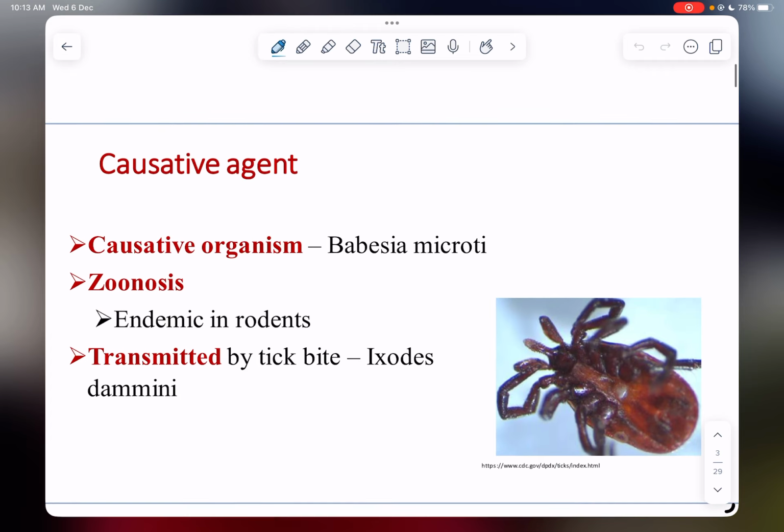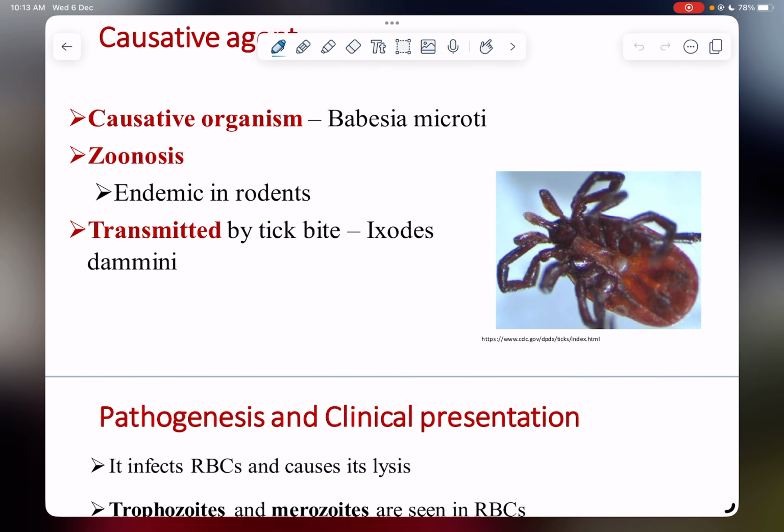The jungle cycle is going on between the ticks and the rodents, but once the man comes in between, the ticks start considering the man as the rodent, and they start biting it, and the man develops the disease. The man is fond of taking so many risks, going into the jungles and the habitats where these things are. So the disease presence in man is accidental, and it is not the natural way of existing of this parasite. The man doesn't come in the life cycle of the parasite.